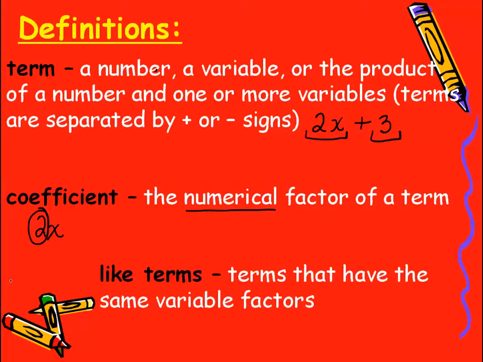Our last definition is like terms. Like terms are terms that have the exact same variable factors. They must have the exact same variables with the exact same powers. For example, 2x to the second and negative 3x to the second would be like terms because they both have x to the second power. If I had 9a to the second and negative 4a to the third, these are not considered like terms because a is to different powers on those.